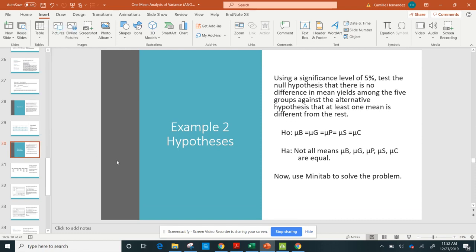All right, well, I went ahead and wrote them so that the null is the mean of B equals the mean of G equals the mean of P equals the mean of S equals the mean of C. So why did I do the letters? Well, the letters show me the different ground covers, so I'll know better what to look at. And again, the alternative is that they're not all the same. Again, it doesn't tell me which ones are different. I can make assumptions, but there's further tests I have to do to see what those are.